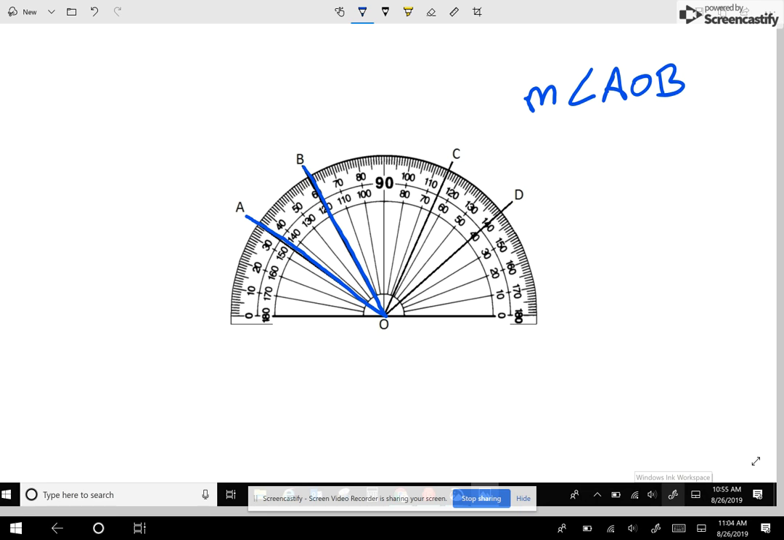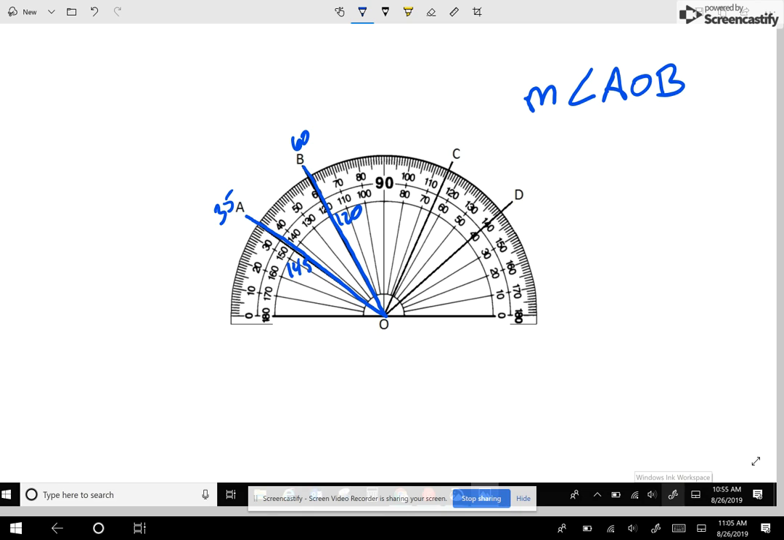Now, A, let's see that ray A. My number on the outside is right between 30 and 40, right? So my number on the outside, I'm gonna say is 35. But I see my number on the inside is 145. Remember, it's crossing a number from outside and the inside number. Now B, my outside number is 60, my inside number is 120. It crosses an outside and an inside number.